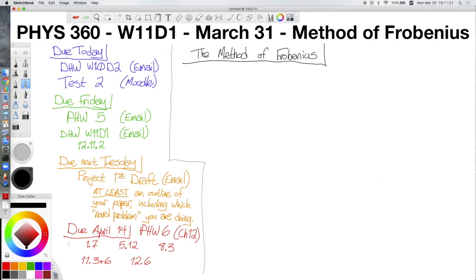So that's the rundown of all the active assignments, and now it's time to get to our topic for today, which is the method of Frobenius. And the method of Frobenius is another way of finding a series solution to a differential equation when the series doesn't have to be a power series.